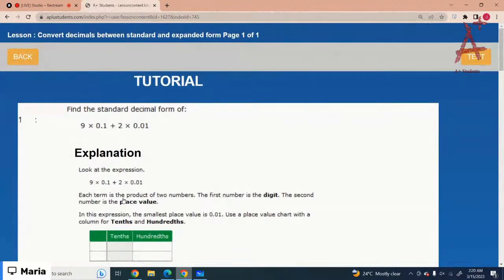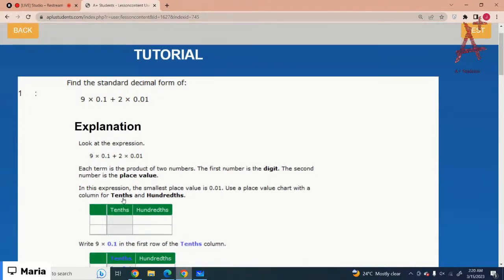The next lesson we're going to start with is converting decimals between standard and expanded form. Finding the standard decimal form is basically the expanded form. Whenever you have something written like 9 multiplied by 0.1 plus 2 multiplied by 0.01, where multiplication and addition are involved, that is the expanded form. You have to write it down in standard form. Got it? So how do we write it in standard form?